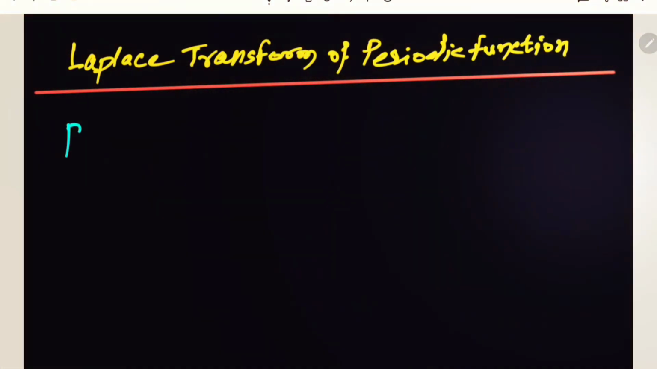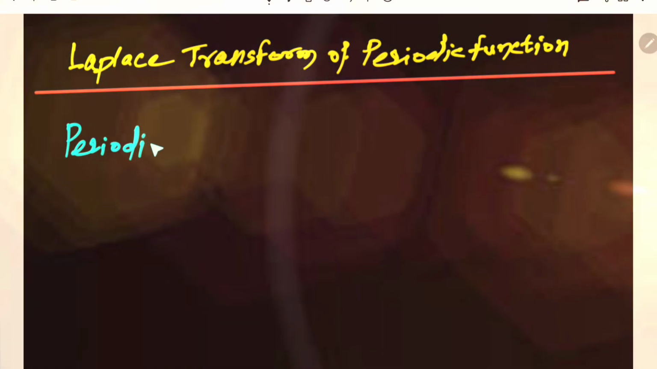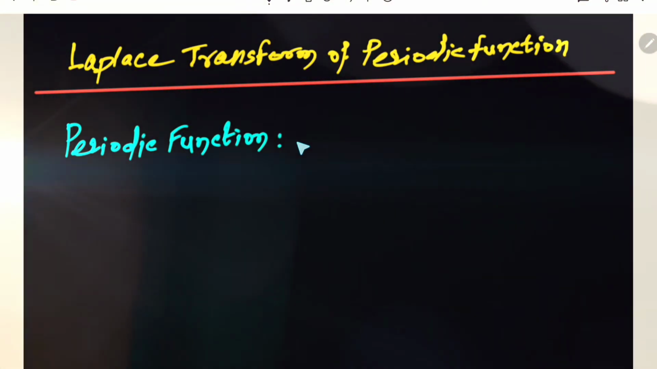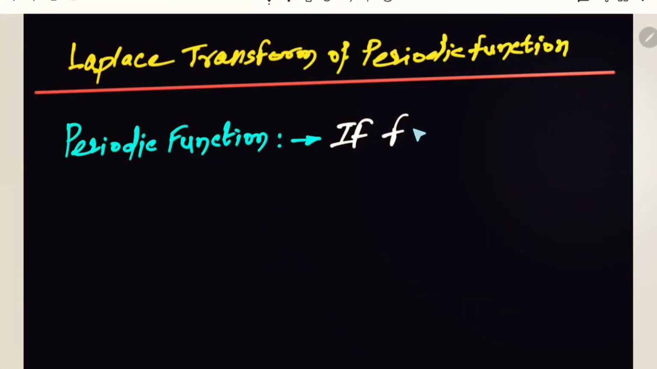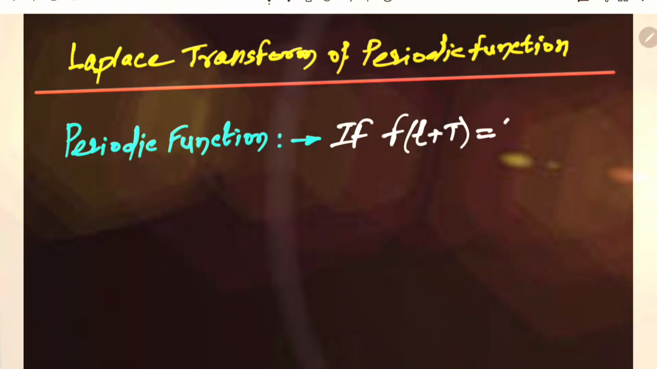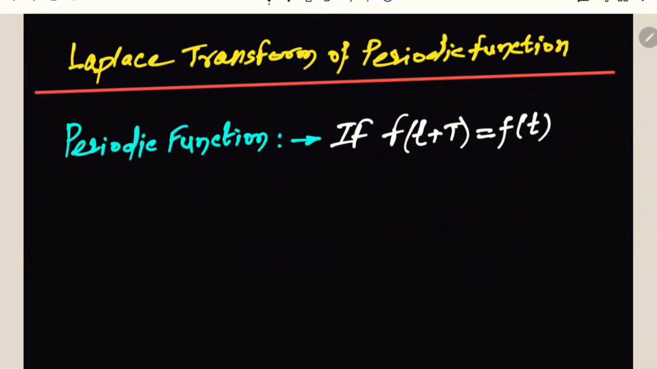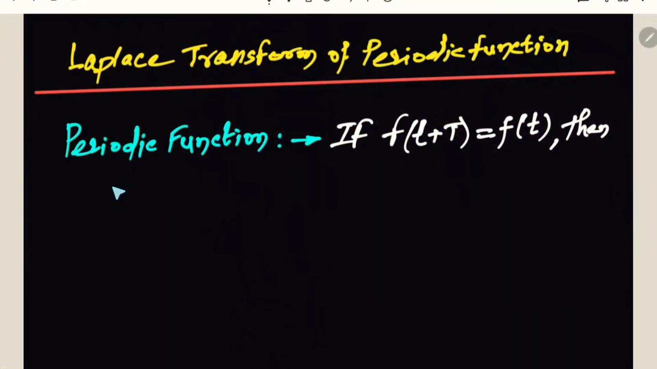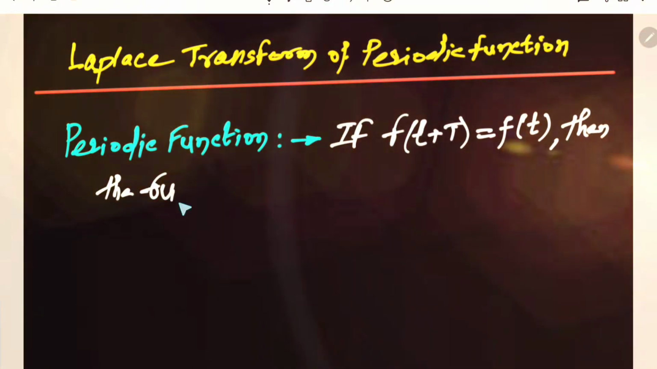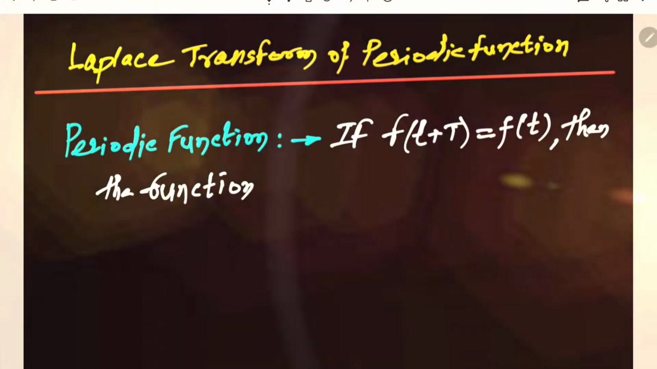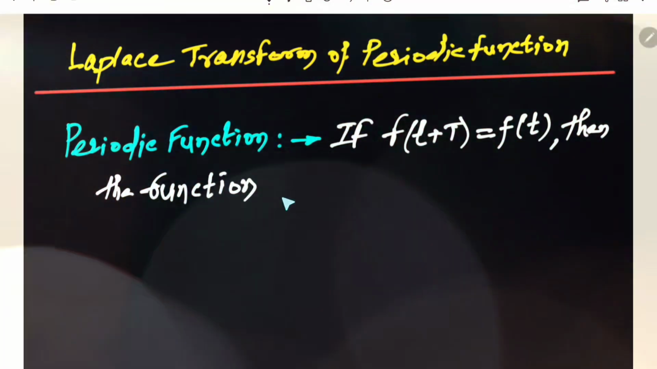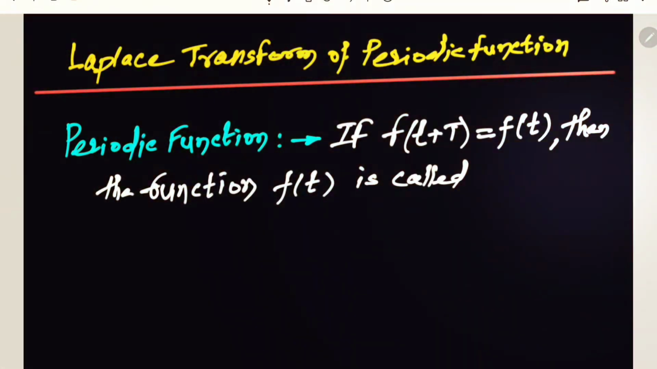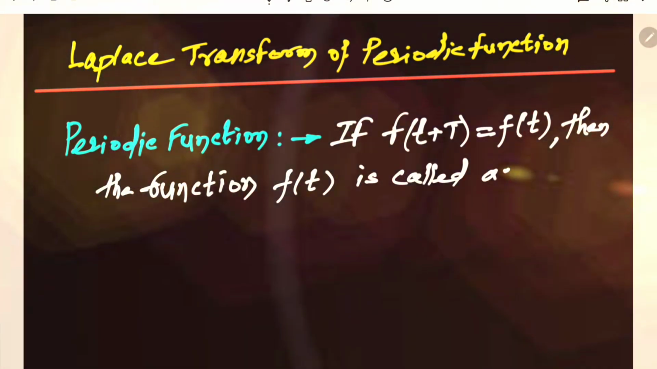In this video, first of all, I will discuss what is meant by a periodic function. If f of t plus capital T is equal to f of t, once again I will repeat, if f of t plus capital T is equal to f of t, then that function is called a periodic function with period capital T. Meaning, after every capital T, the same cycle is repeated. Then it is called a periodic function.